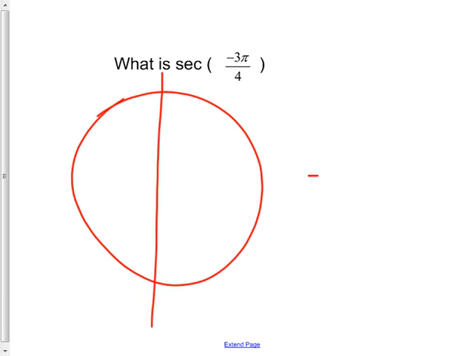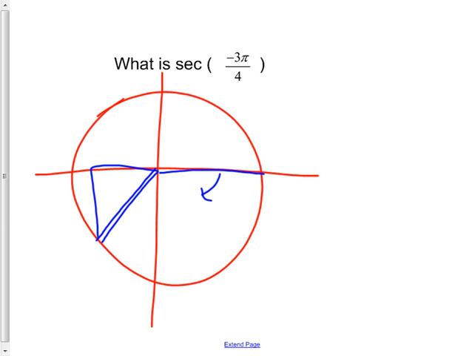Where is negative 3/4 pi? Negatives go this way, right? And where is 3/4 of a pi? It's almost a whole pi, so it's like over here. Do you get that? How many of you drew it right here? Raise your hand if you drew it right there. Good. And do you get the part about how I was saying it was negative, but it's not?